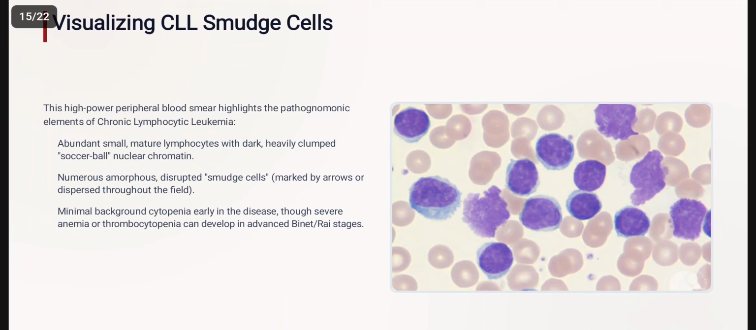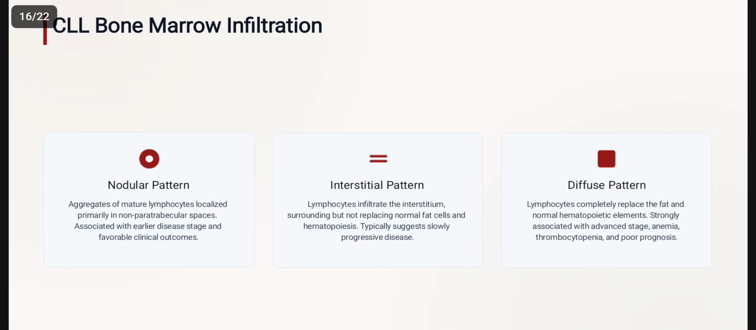Visualizing CLL smudge cells: there are abundant small mature lymphocytes with dark and heavily clumped nuclear chromatin, which are seen in the diagram. Numerous amorphous, disrupted smudge cells. Minimal background cytopenia early in the disease, though severe anemia or thrombocytopenia can develop in advanced stages.